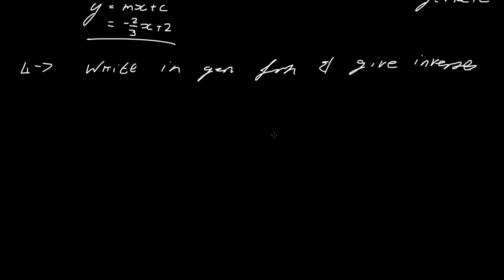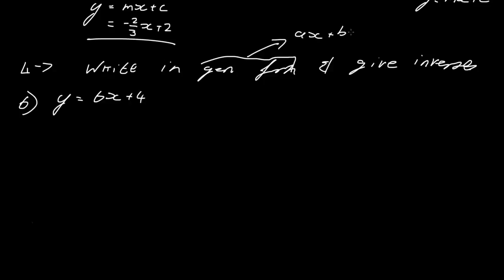And I'm going to do number 6. Okay, so number 6 is they give you the equation, which is y equals 6x plus 4. And they say write in general form and give the inverse. So general form is ax plus by plus c equals 0. So we've just got to rearrange this equation into that form, and we've written it in general form. So it's just a bit of algebra.